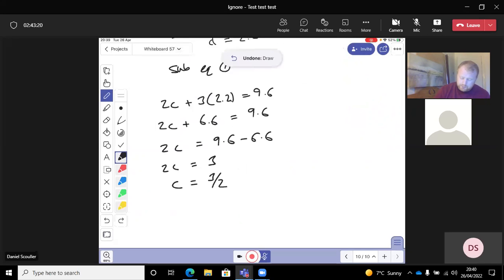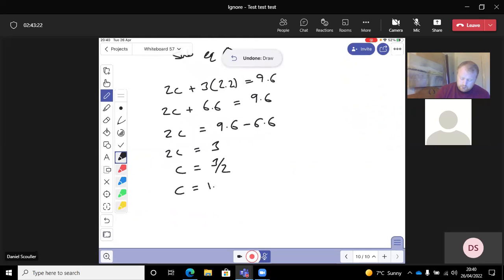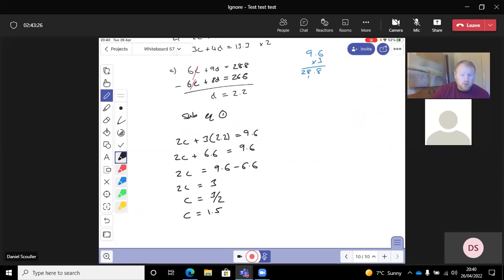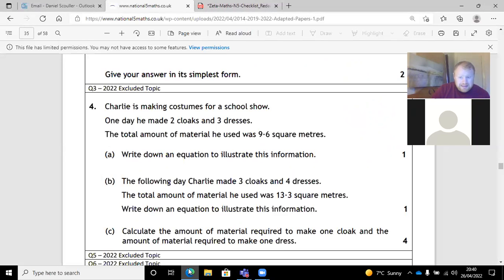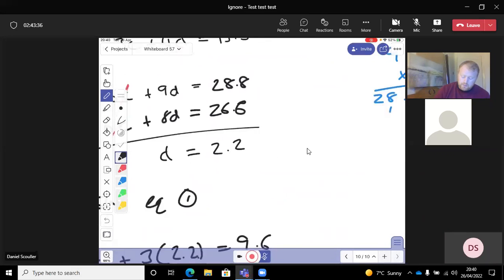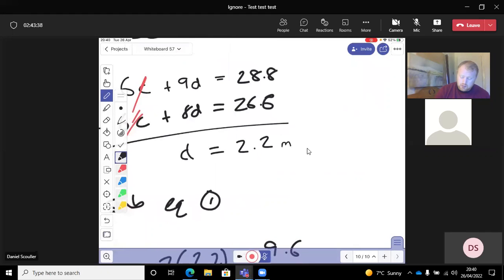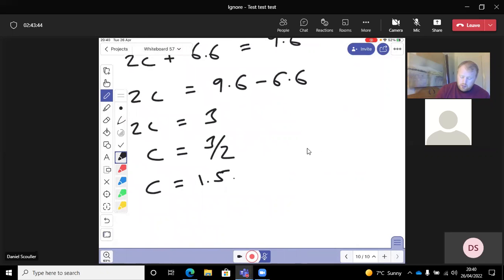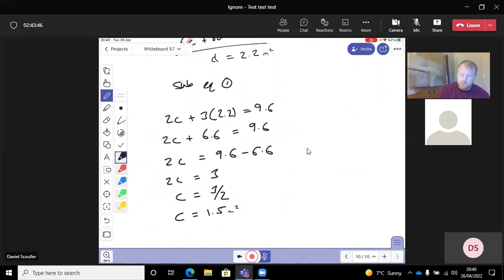Oops. Okay, so what's it actually asking us? Calculate the amount of material each requires. Okay, so the amount of material that a dress requires is 2.2 meters squared, and a cloak requires 1.5 meters squared.